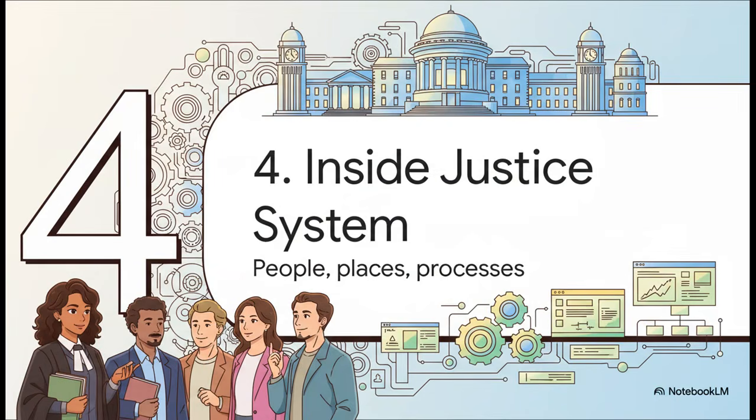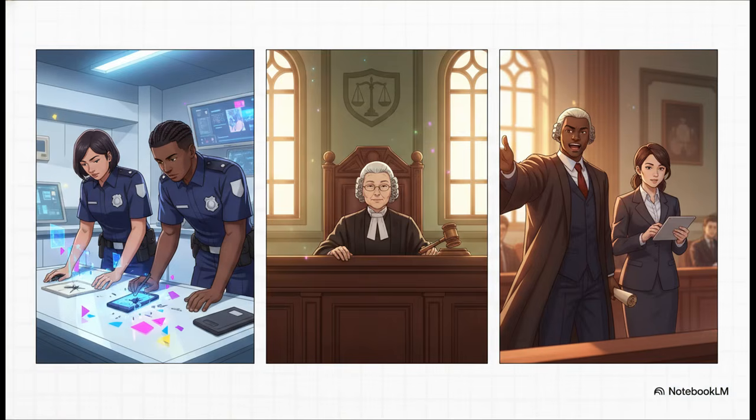So let's actually step inside the system. Section 4 is all about the real people, the places, and the processes that make justice actually happen. You've got three main groups of people making it all work. The police, who investigate crimes and enforce the law. You've got judges and magistrates, who are the neutral decision-makers in court. And then you have legal representatives, solicitors and barristers, who give expert advice and argue cases for their clients. Each one has a very specific and important job to do.